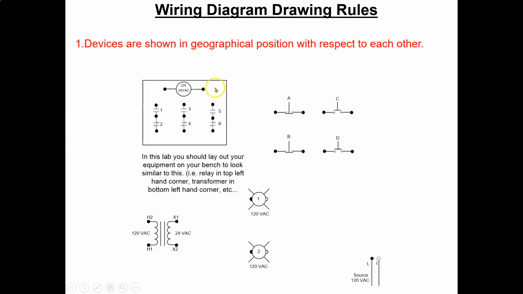Okay. All right. Wiring diagram drawing rules. It says devices are shown in geographic position with respect to each other.